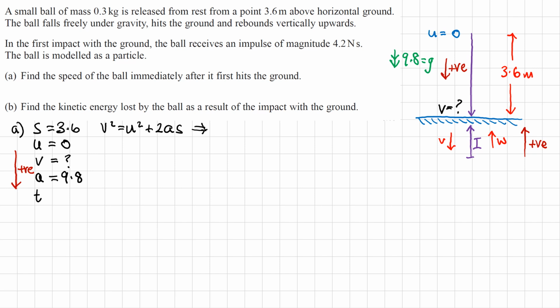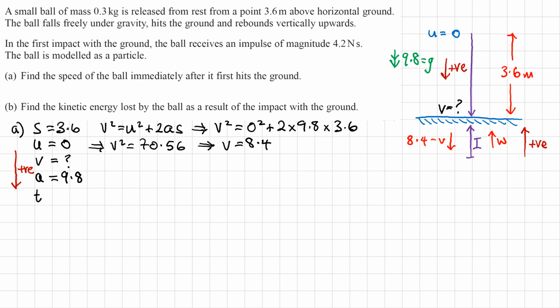Now we'll substitute. v squared is our unknown, u squared is 0 squared, plus 2 times 9.8 times 3.6. From that we can work out v squared, which is 70.56. We'll square root that to find v, and the square root gives me 42 over 5, that's 8.4, so we'll just write that as 8.4. So that means this value here is 8.4, that equals my v.